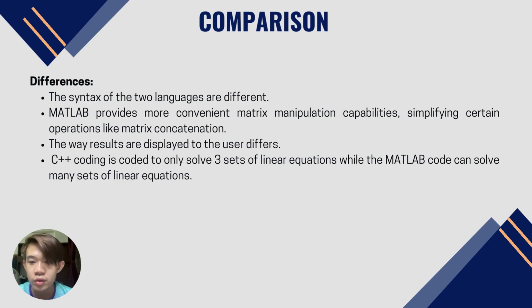Other than that, the way the results are displayed to the user differs. In C++, a fixed width of 16 is specified for displaying matrix elements. In MATLAB, on the other hand, the display function is used to display the matrices and vectors without specifying a fixed width. Lastly, the C++ code is written to only solve 3 sets of linear equations, while the MATLAB code can solve many sets of linear equations.